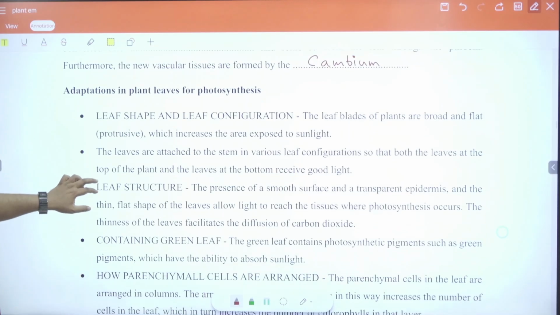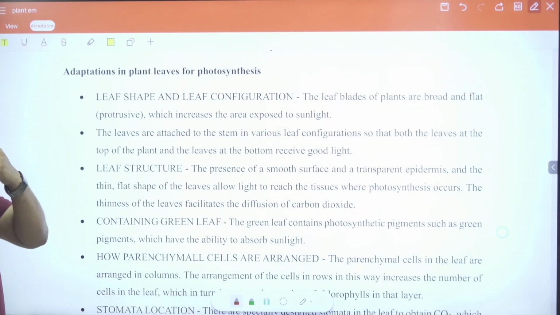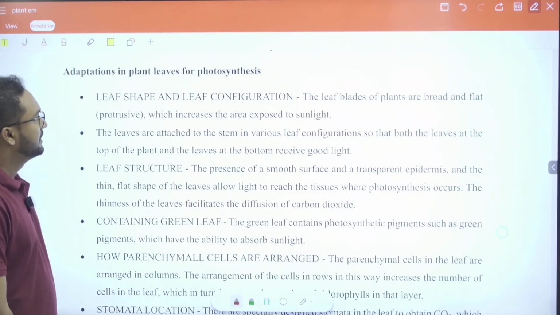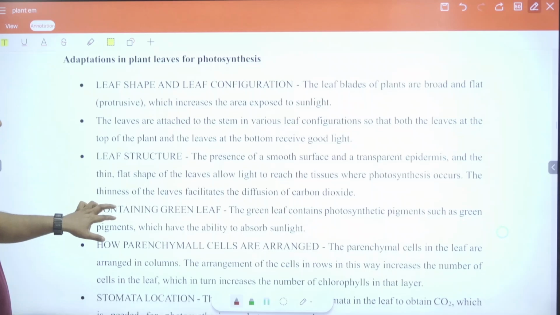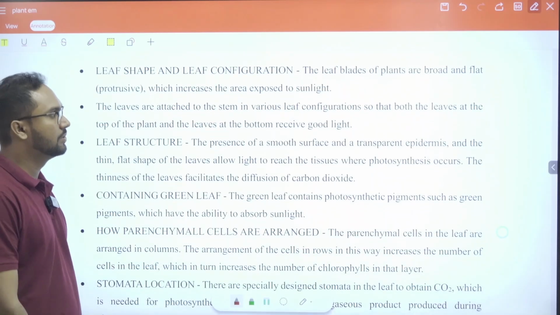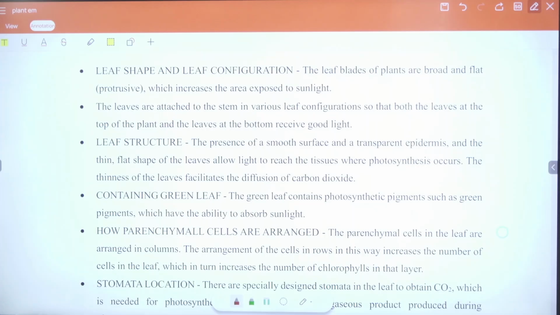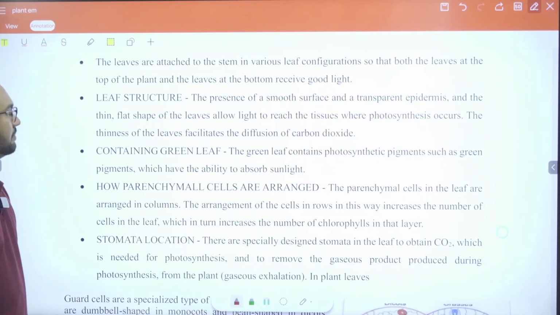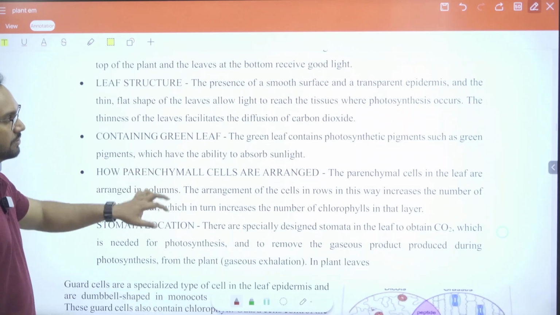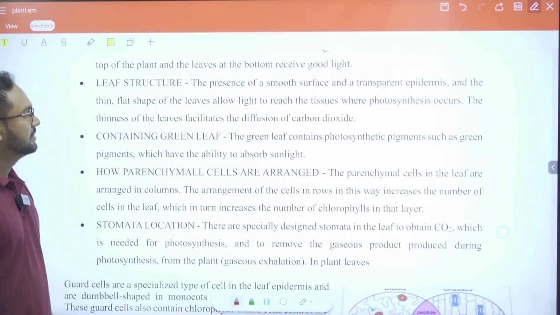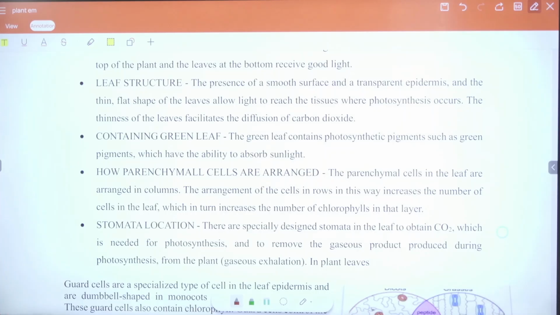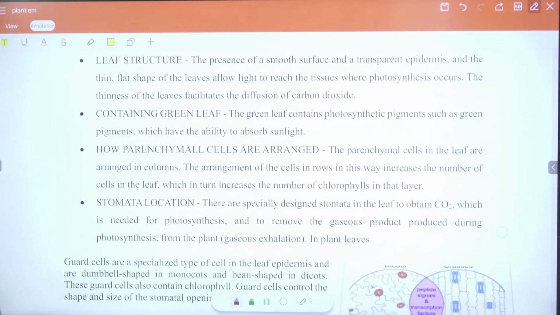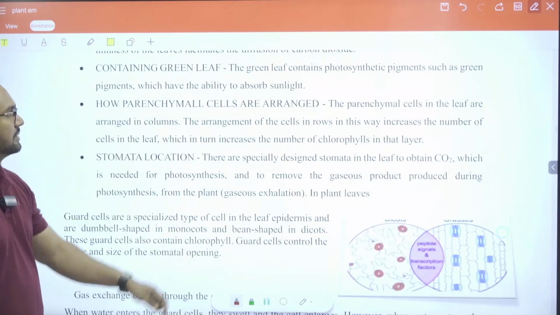Leaf shape and leaf configuration. The leaf blades of plants are broad and flat, which increases the area exposed to the sunlight. The leaves are attached to the stem in various configurations, so that both the leaves at the top of the plant and the leaves at the bottom receive good light. Leaf structure: the smooth surface, transparent epidermis and thin flat shape of the leaves allow light to reach the tissues where photosynthesis occurs. The thinness of the leaves facilitates the diffusion of carbon dioxide. The green leaf contains photosynthetic pigments, such as chlorophyll, which have the ability to absorb sunlight.